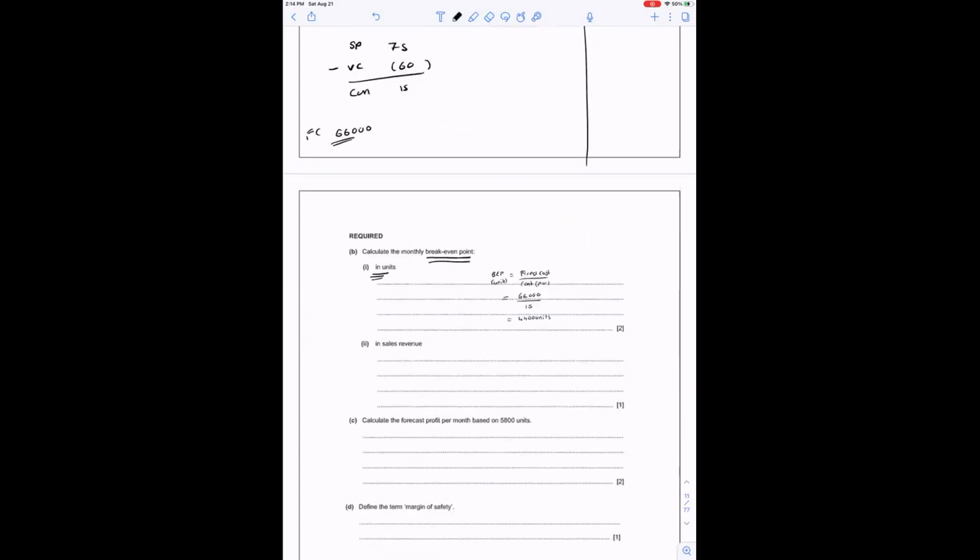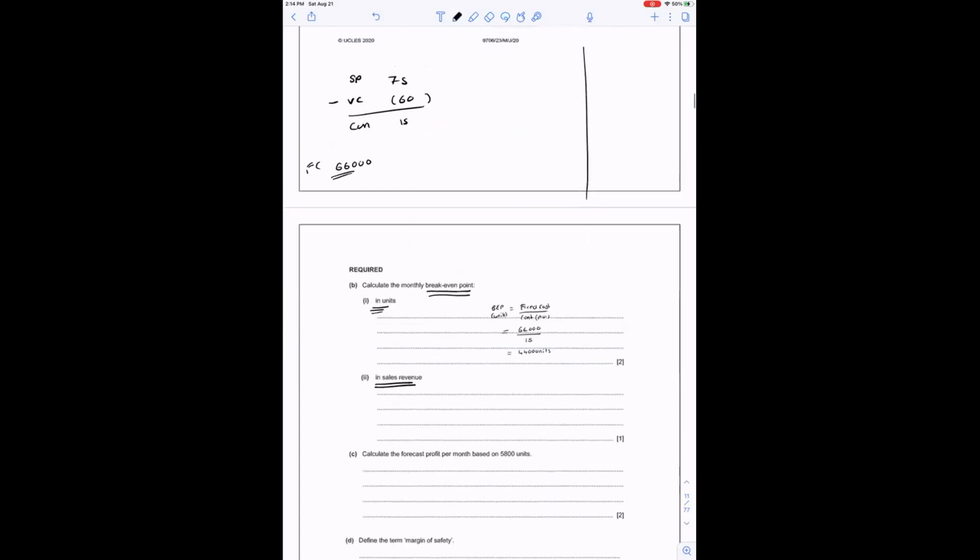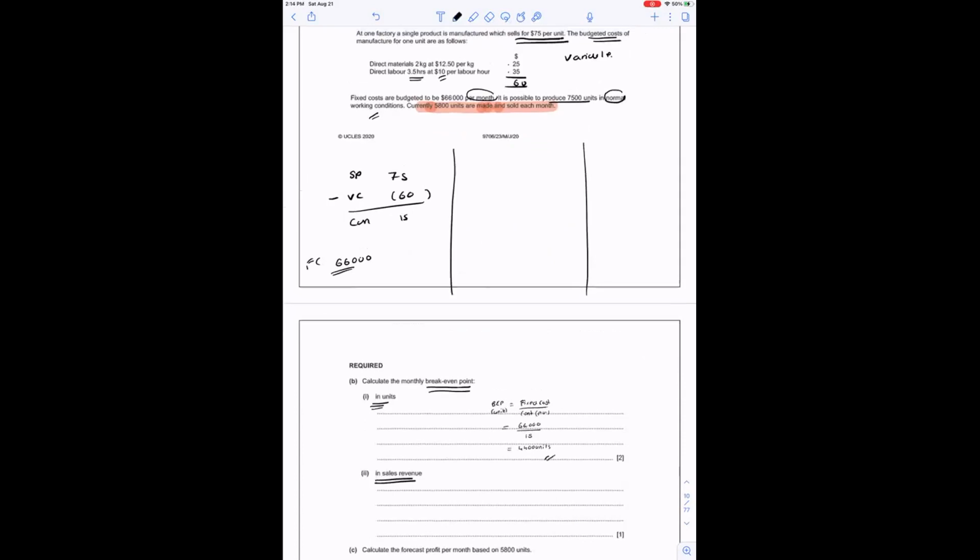Let's see what else they've asked us. They've asked us to calculate the break-even point in sales revenue. It is very easy since I already have the number of units. If I want to find the break-even point in sales revenue or in dollars, it would be the break-even point in units multiplied by the selling price per unit. We already have the selling price: 4,400 into selling price 75 per unit, which is giving me $3,30,000.